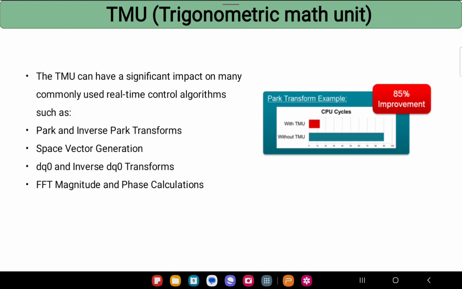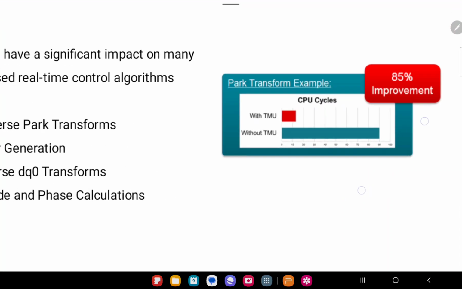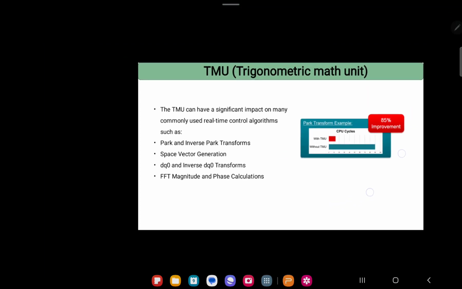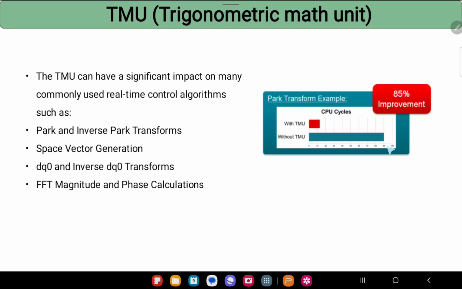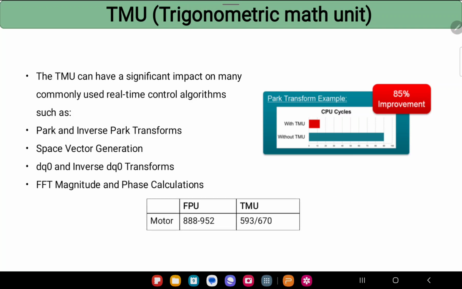When you are not using the TMU, it takes approximately 90 cycles. But when you are using the TMU, it takes 12 to 13 cycles. So there will be an 85% improvement by reducing the clock cycles.